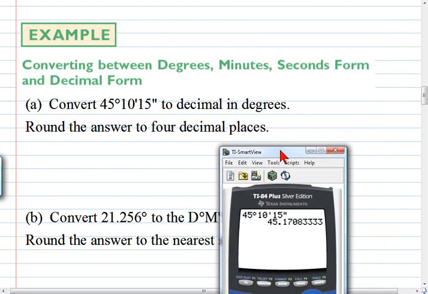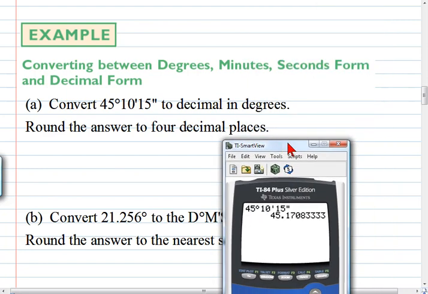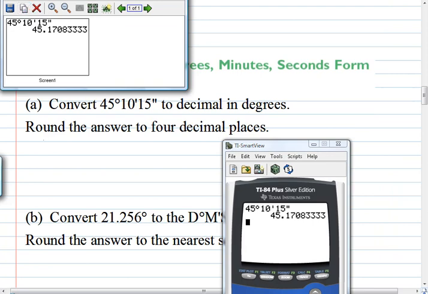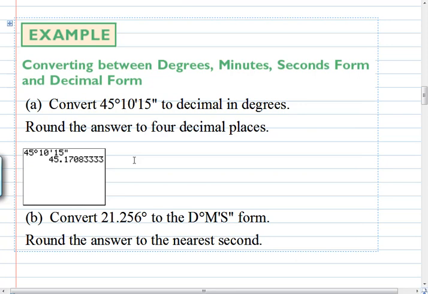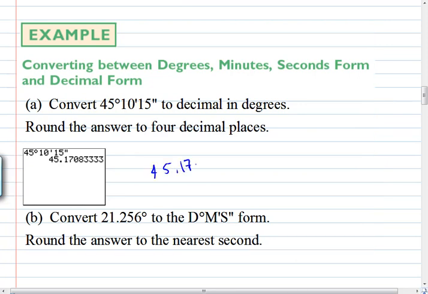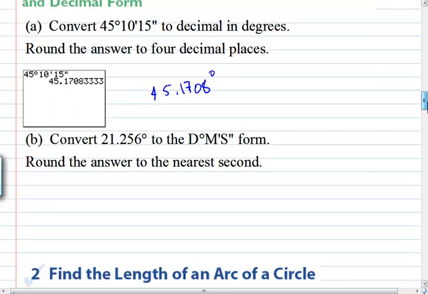And in this problem, we're asked to round to 4 decimal places. So when we round this to 4 decimal places, what would we write down for our answer? It's 45.1708 degrees. In the next problem, we're asked to convert decimal degrees to degrees, minutes, and seconds. And this is even easier on the calculator.